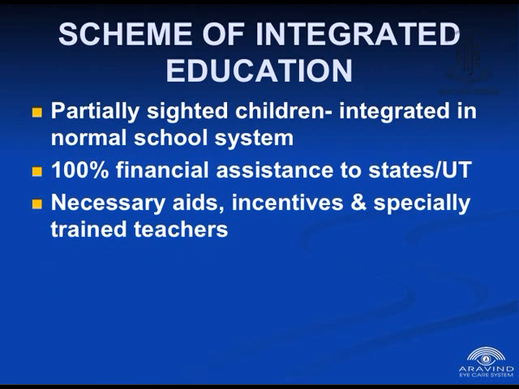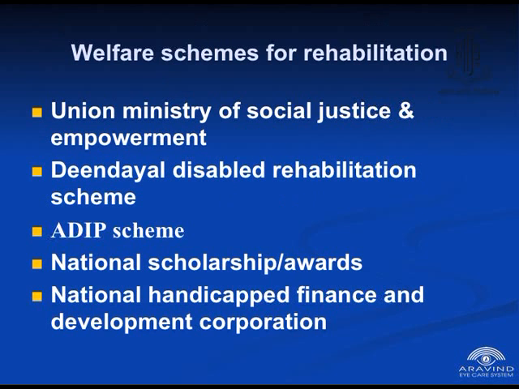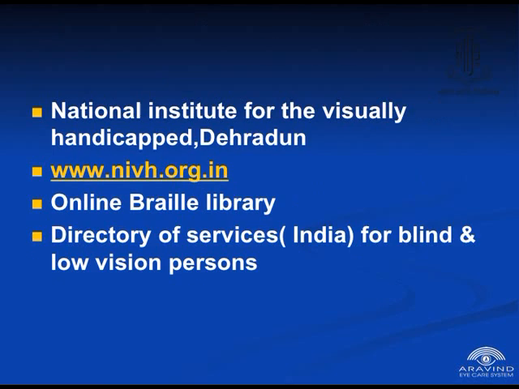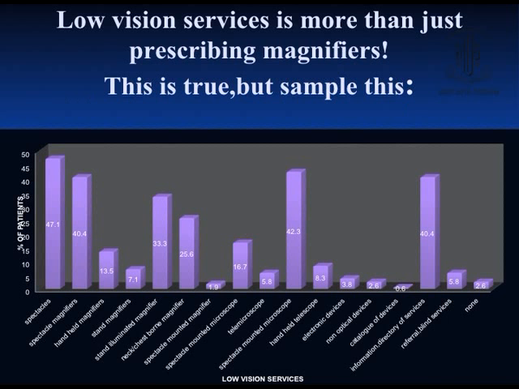There's an economic assistance scheme for integrated education. They give a lot of assistance for integrated education for school children. A lot of welfare schemes are available. If you go to this site, it gives everything about the National Institute for the Visually Handicapped, Dehradun. It gives everything about social benefits.